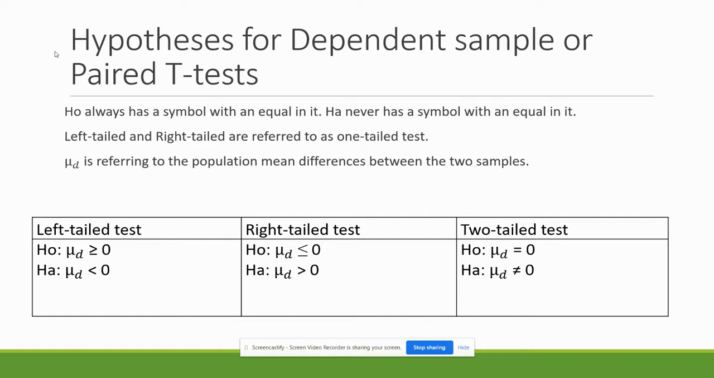So right-tailed, the null is the mean difference is less than or equal to 0. The alternative is the mean difference is greater than 0. Two-tailed, the null is the mean difference equals 0. Nothing's going on. The alternative is the mean difference does not equal 0.